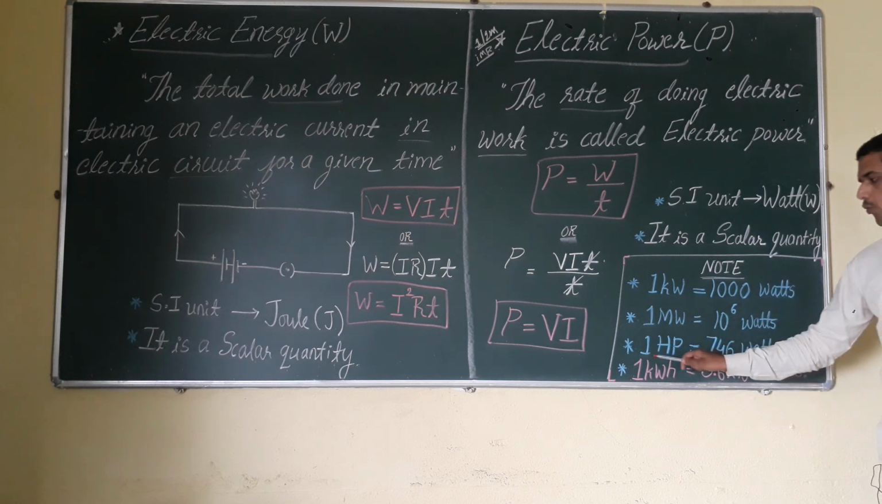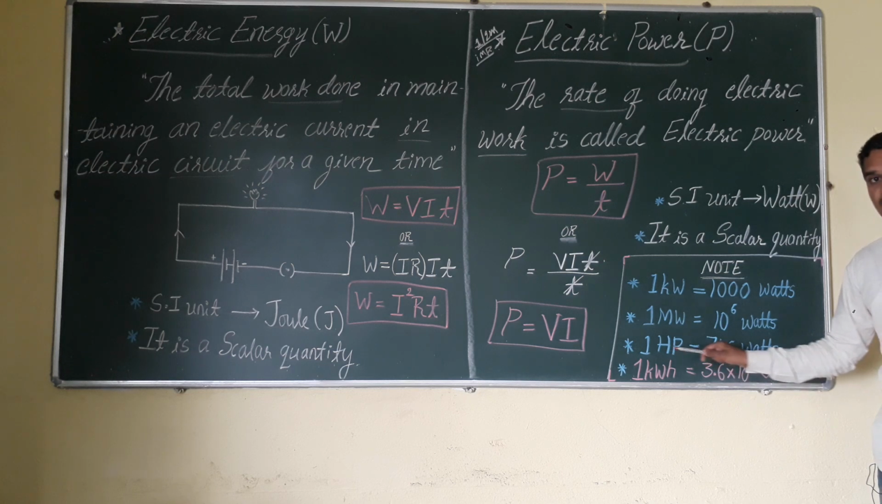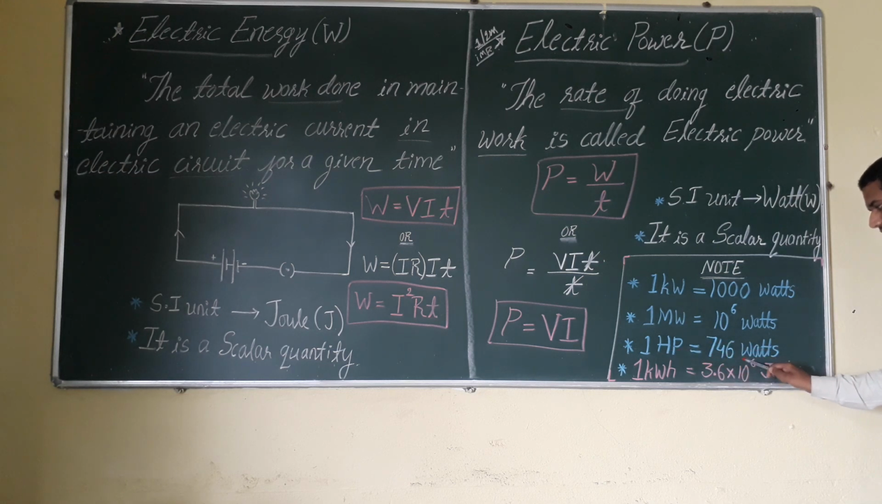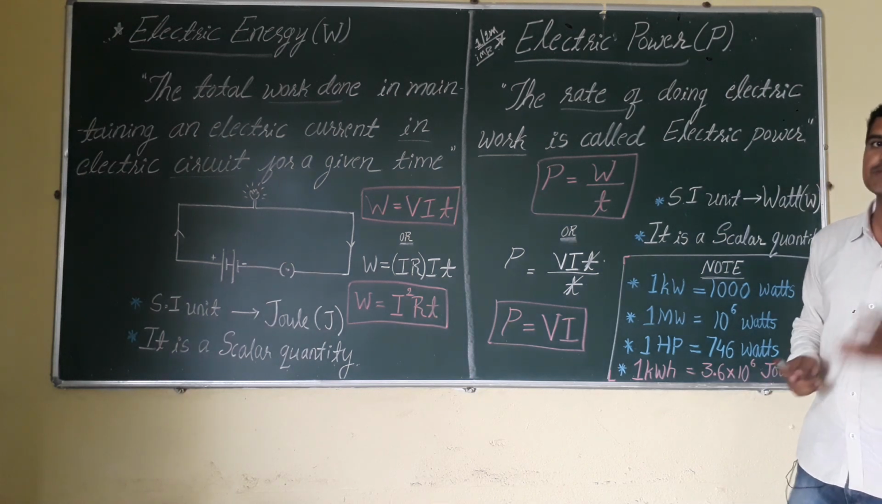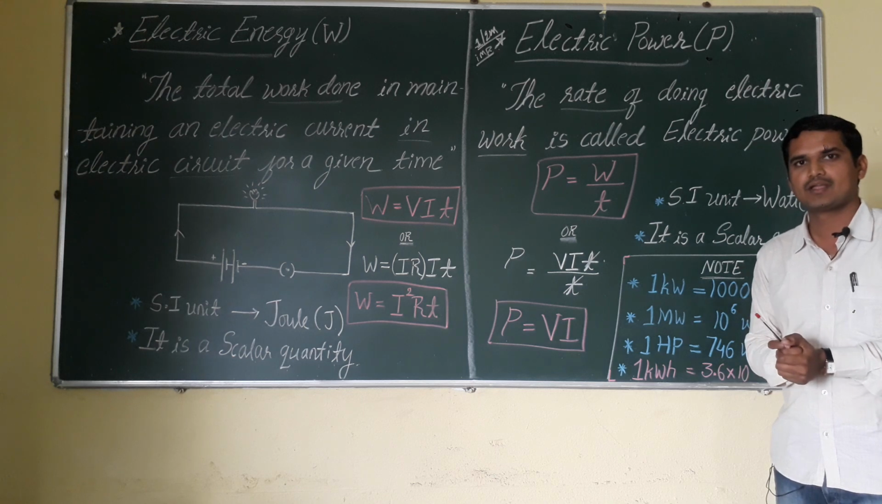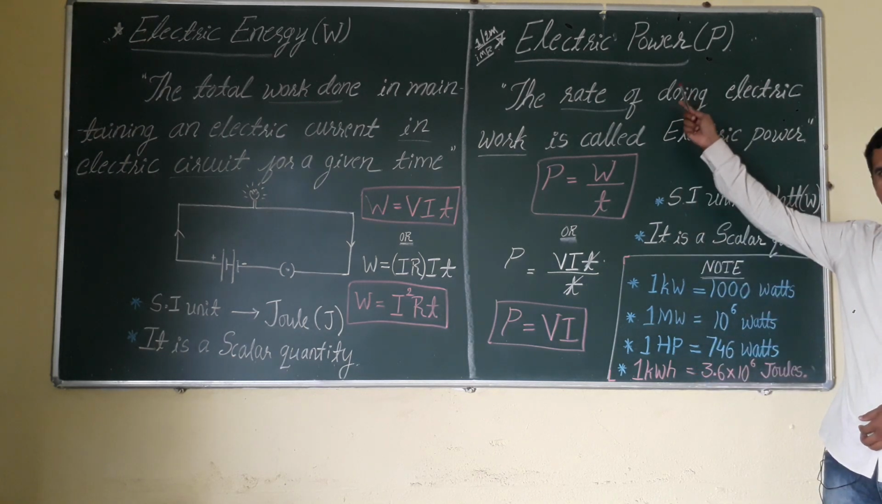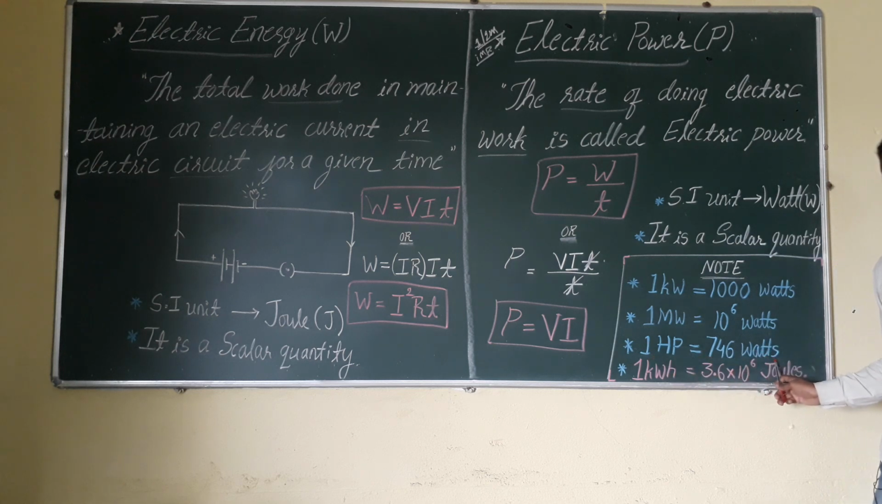Also remember 1 HP, called horsepower. 1 HP is equal to 746 watts. We generally use the terms 1 HP motor, 2 HP motor, 1.5 HP motor. So HP is also used for the measurement of electric power, but 1 HP is equal to 746 watts.